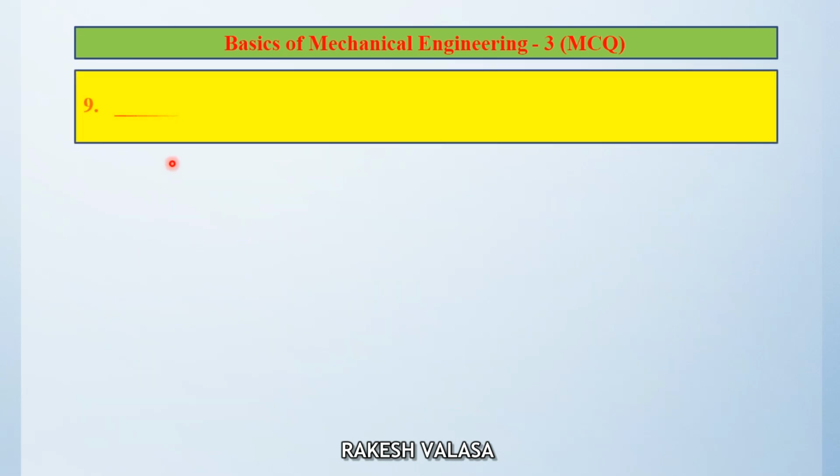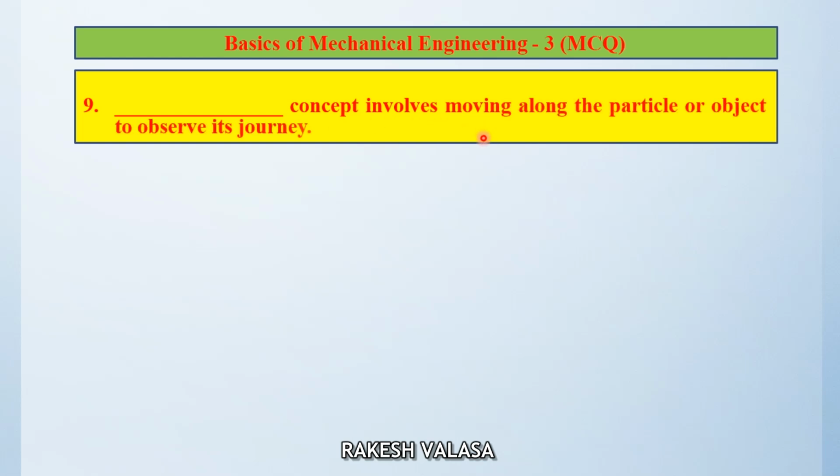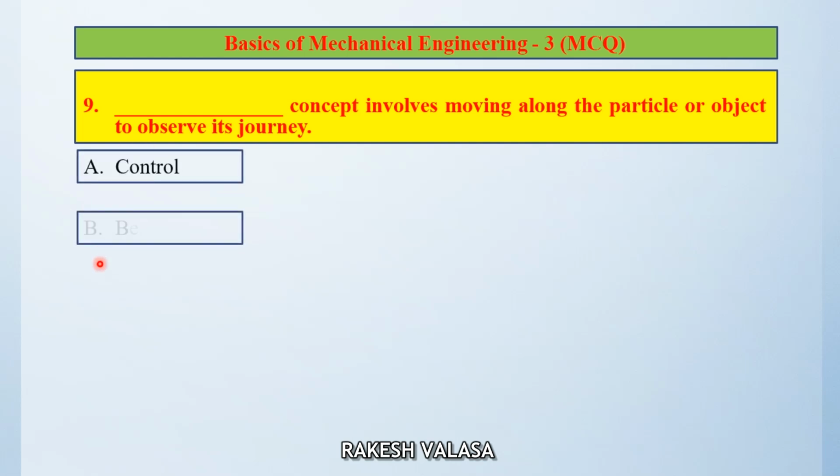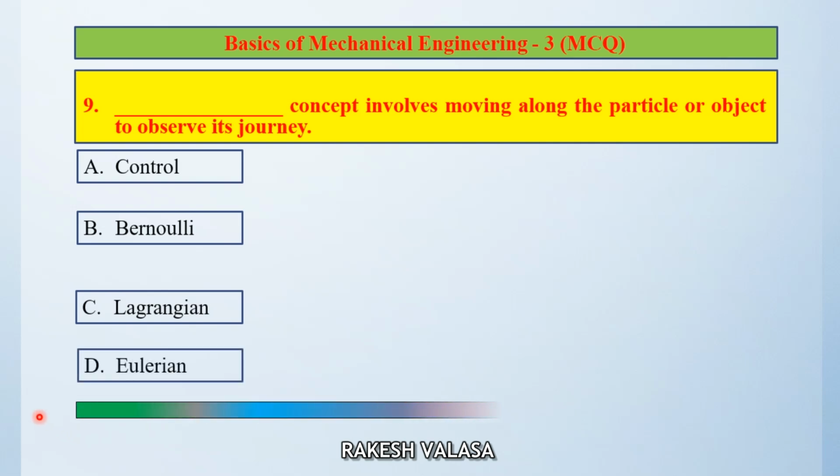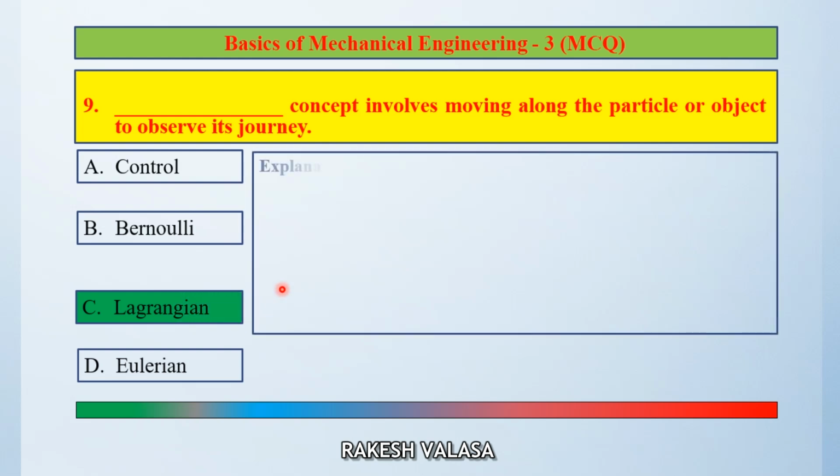Question number 9. Dash concept involves moving along the particle or object to observe its journey. Option A, control. Option B, Bernoulli. Option C, Lagrangian. Option D, Eulerian. The correct answer is option C, Lagrangian. Let us see the explanation.